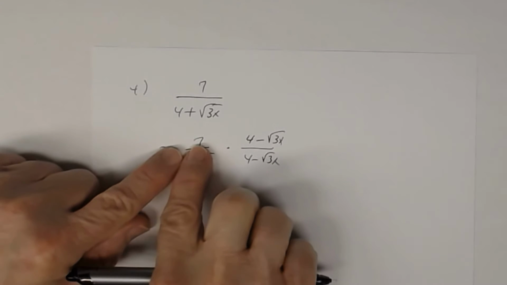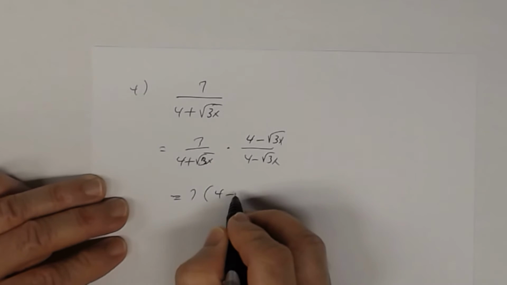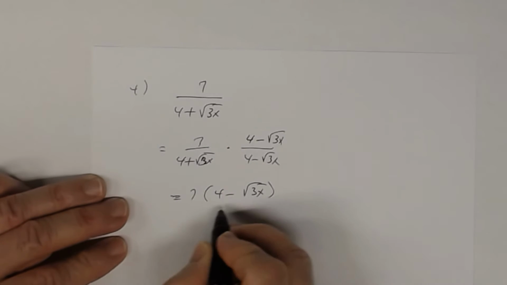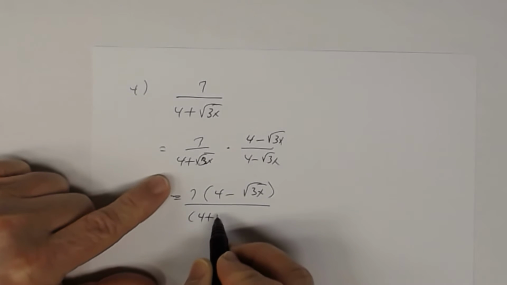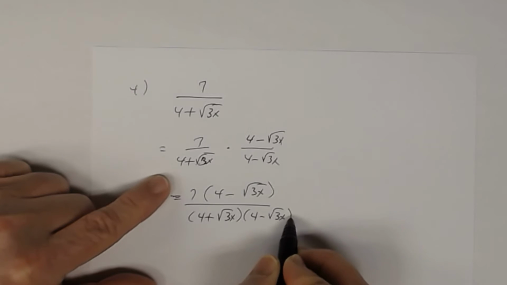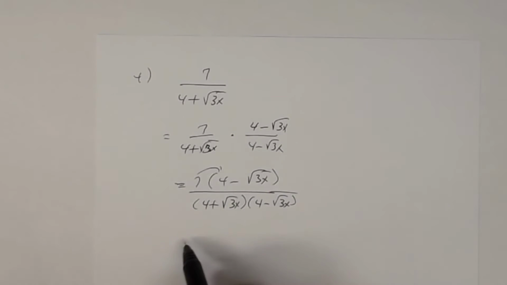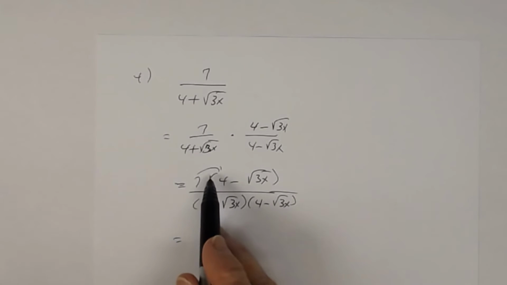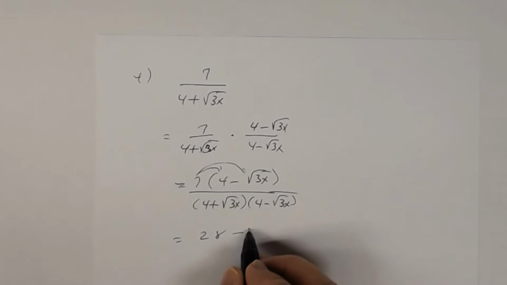And so now you have one term times two terms. So you're going to say 7 times 4 minus the square root of 3x divided by, and then this times this. So write it like this. 4 plus the square root of 3x times 4 minus the square root of 3x, right? Okay. Now let's get rid of the parentheses in the numerator. To do that, you can distribute. 7 times 4 is 28. 7 times a negative square root of 3x is a negative 7 square root of 3x.